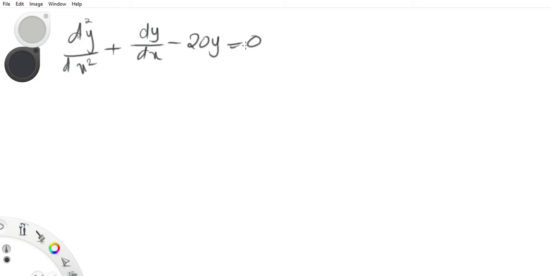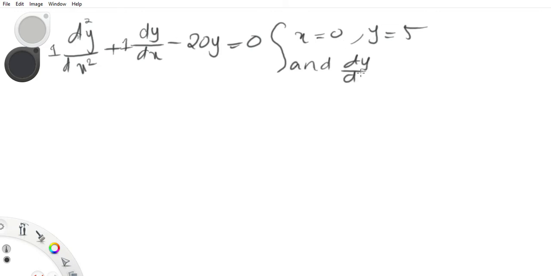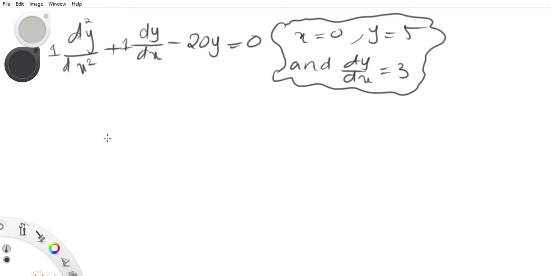So anyway, just so you know, the coefficients here are 1 and 1. You can't see them, meaning they're 1. Now, I'm going to add an extra part to this question. I'm going to say when x is 0, y is 5, and dy dx is 3. But we're going to solve this at the end. Just make note of it, okay?